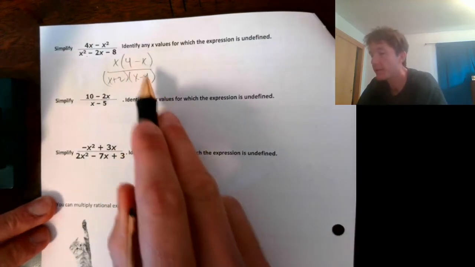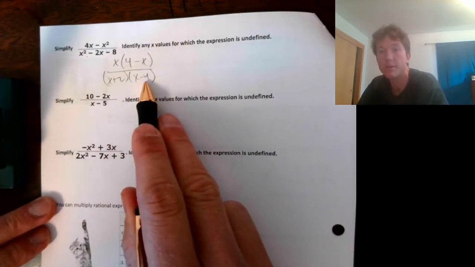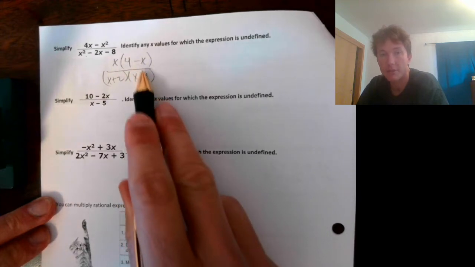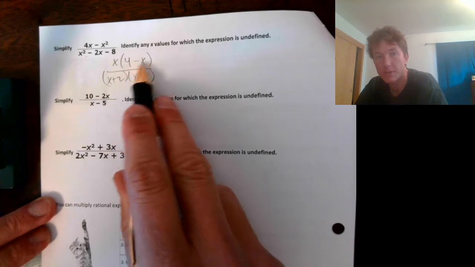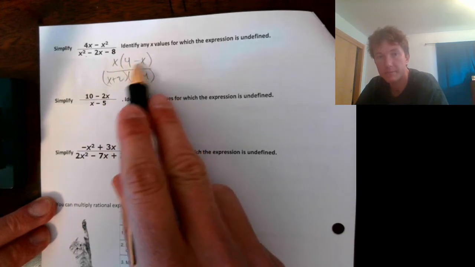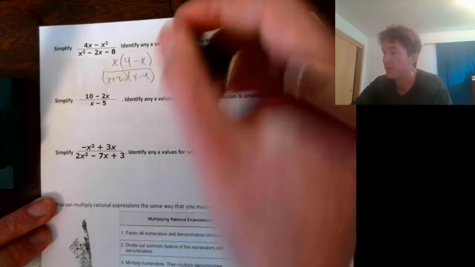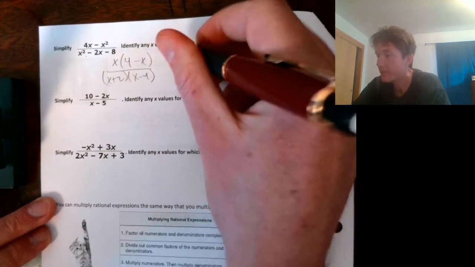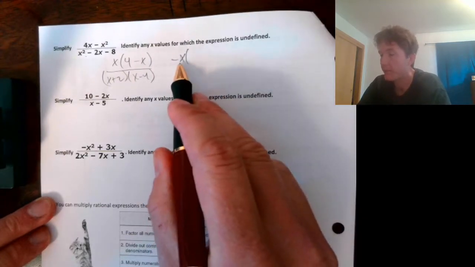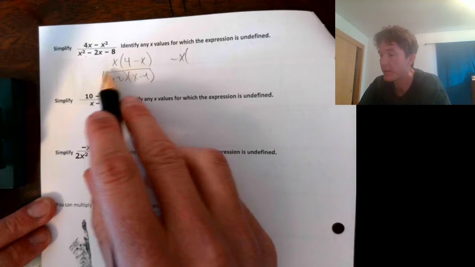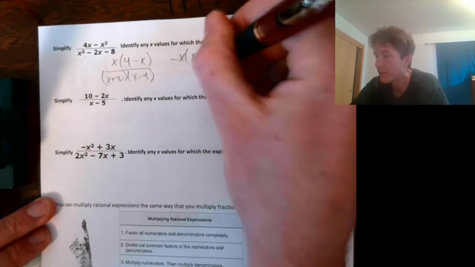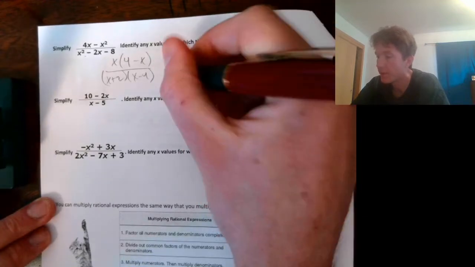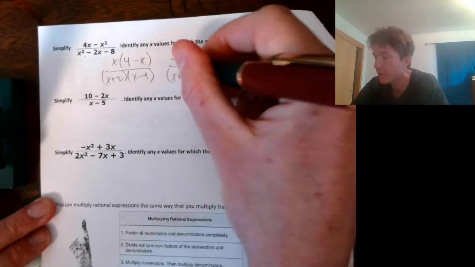Notice how the 4 minus x and the x minus 4 look close. In fact, they're just opposites of each other. This is negative x plus 4. So if I just multiply this by -1, then it will be x minus 4. So I'm going to multiply this top part by -1. This becomes x minus 4 over x plus 2 times x minus 4.